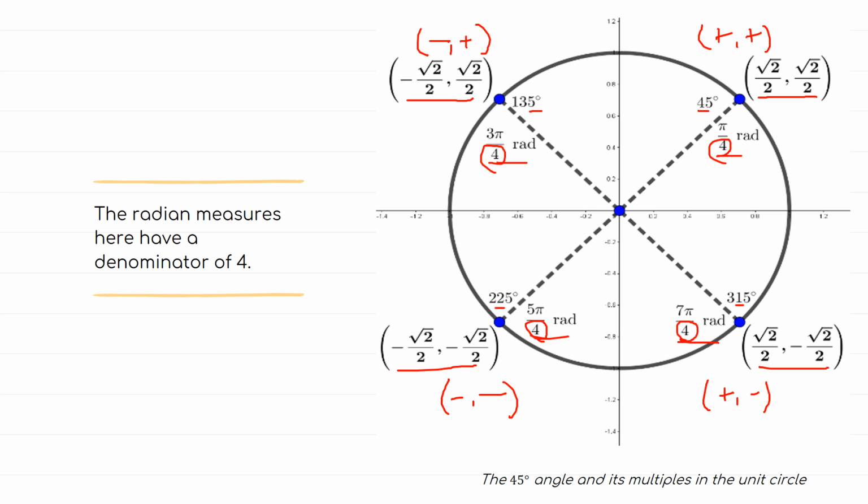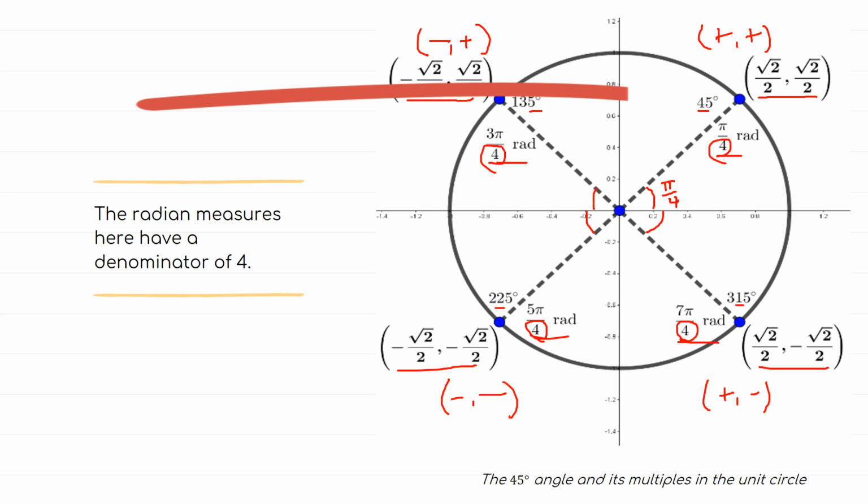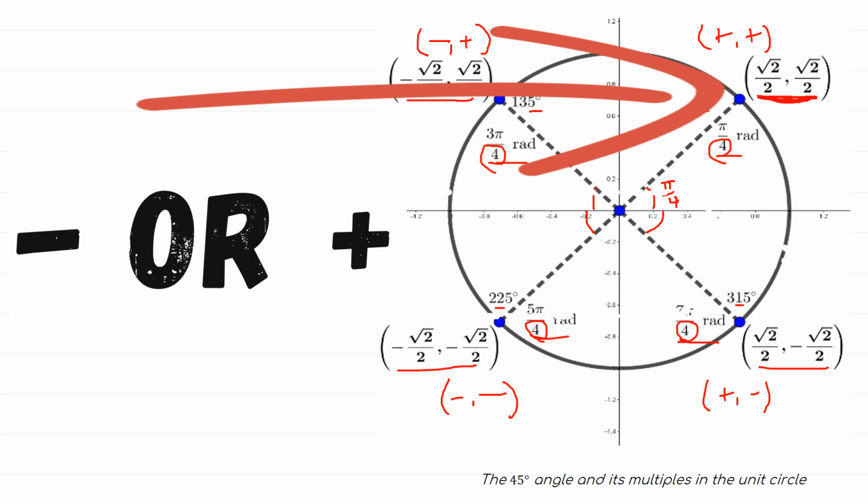And one more thing, kapag kinuha natin yung reference angles ng mga yan, lahat yan ay may reference angle na pi over 4. So if you're going to get the reference angle of a particular angle, tapos ang lumabas ay pi over 4, automatic, ang coordinates niya ay ito. Square root of 2 over 2, square root of 2 over 2. Then maglalagay ka na lang ng signs, depende sa kung saang quadrant yan siya.